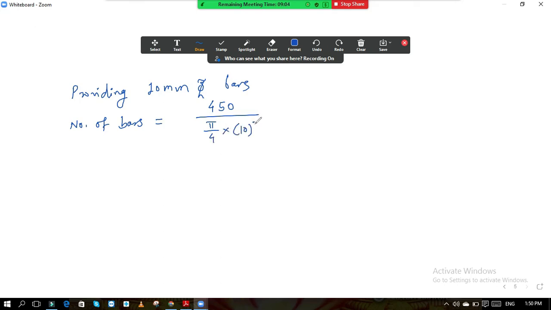So now for 450 mm square area, providing 10 mm diameter bars. Now calculate the number of bars. Number of bars is equal to 450 divided by pi by 4 into 10 square, which is 5.72, nearly equal to 6 numbers.